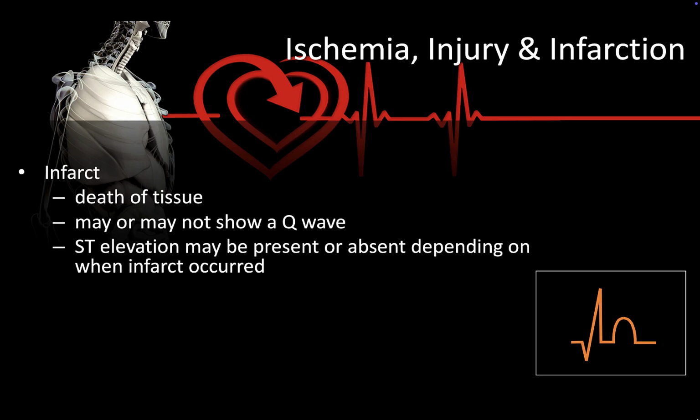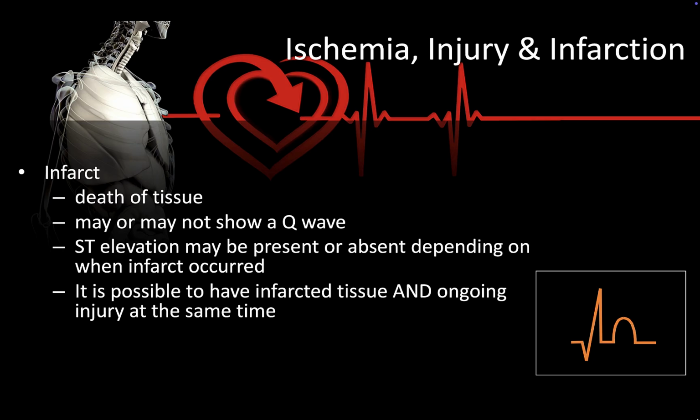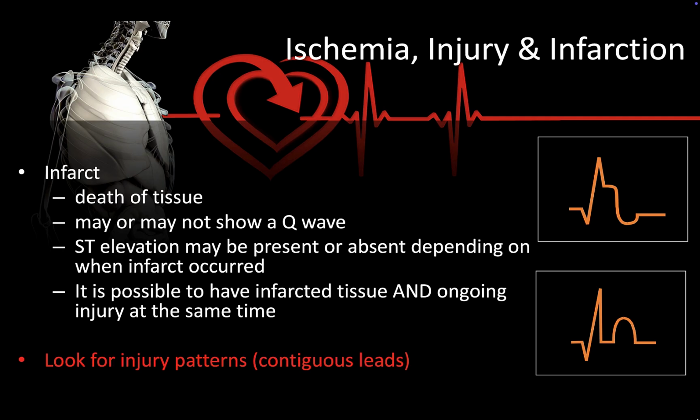ST elevation may be present or absent depending on when the infarct occurred, and keep in mind that a fair percentage of acute MIs do not show ST elevation evidence on a 12 lead. It's quite possible to have infarcted tissue and ongoing injury at the same time. In other words, you may see Q waves and ST elevation together because there's more than one thing going on, or the thing that's going on has been going on for a long time. Again, we want to look for these findings in injury patterns. We're looking for 2 or more contiguous leads, meaning 2 leads that look at roughly the same part of the heart.